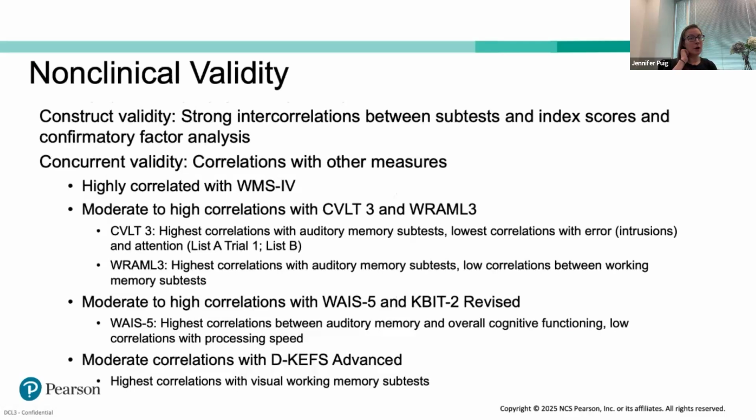Let's talk a little bit about construct and concurrent validity. So construct validity was assessed through intercorrelation studies and factor analysis. So there are strong intercorrelations between subtest and index scores according to the expected patterns of convergence and divergence. Specifically, conditions within subtests correlated more highly than conditions across subtests, and auditory subtests correlated more highly than visual subtests, and vice versa, as a general rule. Confirmatory factor analysis supported a 3-factor model over a 2-factor model, and those factors included auditory memory, visual memory, and visual working memory.